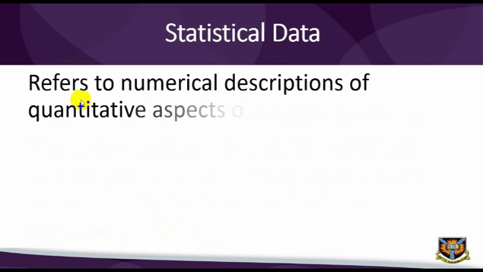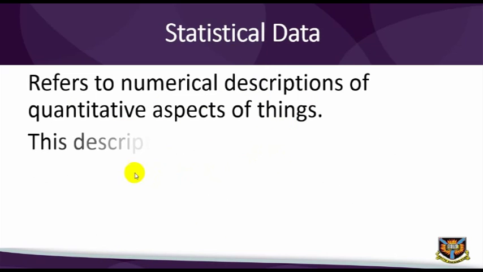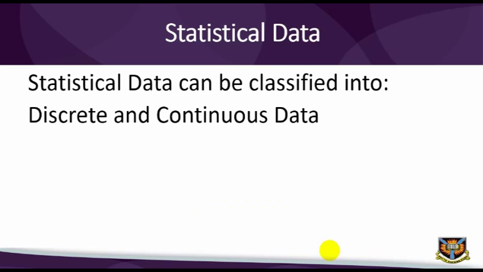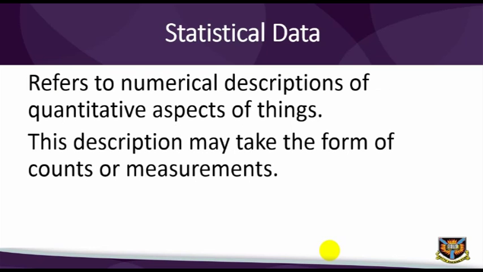Statistical data refers to numerical descriptions of quantitative aspects of things. This description may take the form of counts or measurements. For instance, statistical data on students may include number of students taking a particular course, number of male or female students, number of single or married students, other variables like the height, weight, income, age, or political affiliation of students, etc. Think of more examples.